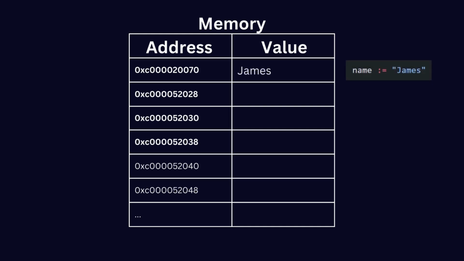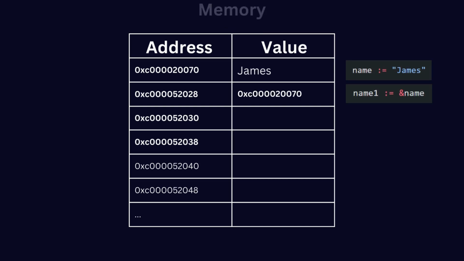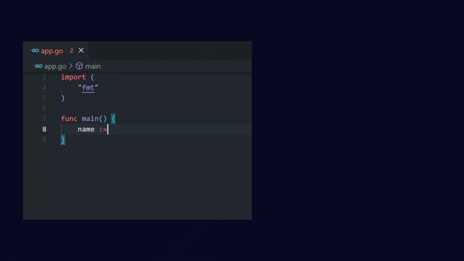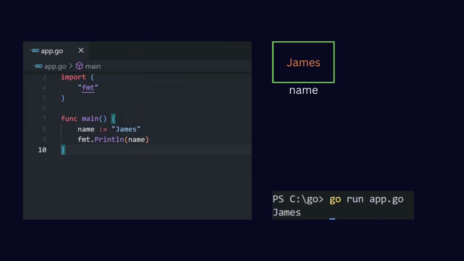And what will happen if as a value I store another address? With this action we will create a pointer. Let's start with an example. Create a string name and output the value in the terminal. Nothing special, we will get the value.